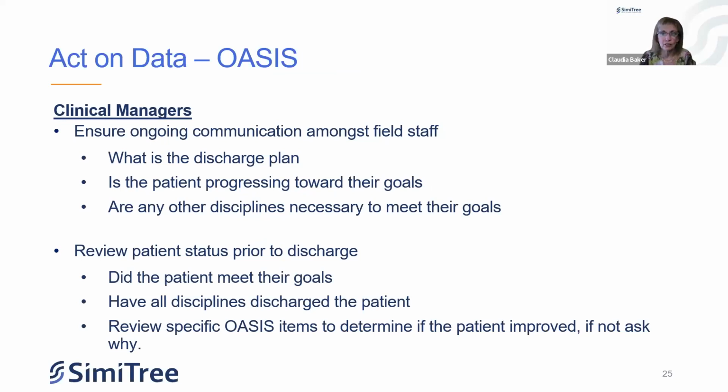So we've got actually a lot of suggestions for you on the OASIS. I'm running just a little short of time, because I wanted to leave some time for Q&As. But the bottom line here is making sure that from the very beginning, we have a discharge plan, whether or not the patient is progressing towards their goals, and do we need to add in any other disciplines, or is there a discipline that's in there that's really not helping us get better outcomes?